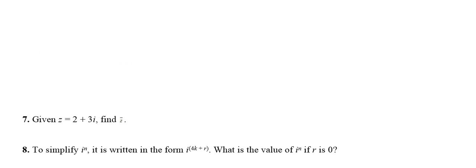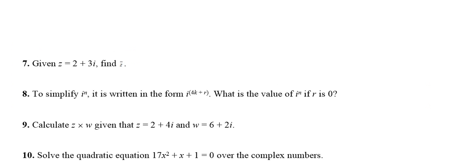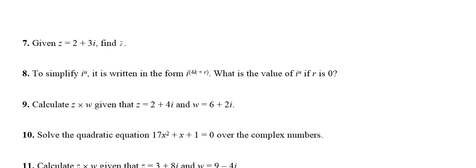Number 7. We have z. z is 2 plus 3i. Find, I don't know if this is clear, find z bar. z bar is a symbol that represents the conjugate of 2 plus 3i. The conjugate of 2 plus 3i is 2 minus 3i. That's it. This is the answer. But let me explain more.